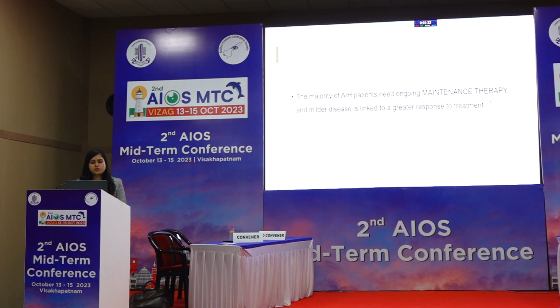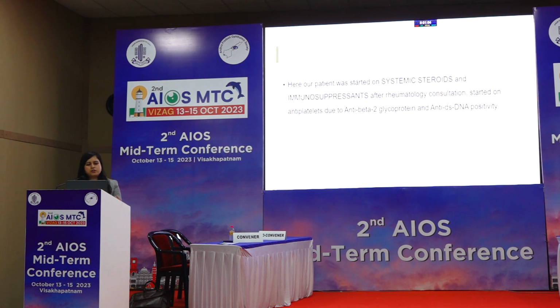The majority of AIH patients need long maintenance therapy, and milder disease is found to have better response to treatment. Corticosteroids with immunosuppressants are the treatment of choice, followed by low-dose steroid therapy to avoid any relapses. Here our patient was started on systemic steroids and immunosuppressants after rheumatology clearance, and she was also started on antiplatelets later due to anti-beta-2 glycoprotein and anti-dsDNA positivity. She was also prescribed artificial tears 4 times a day. She has been on regular follow-up with the gastroenterology and ophthalmology departments.